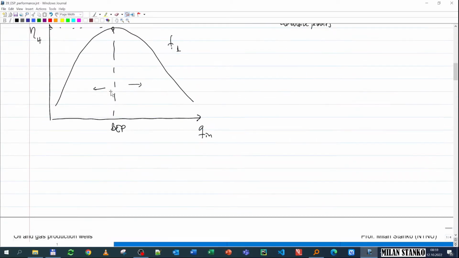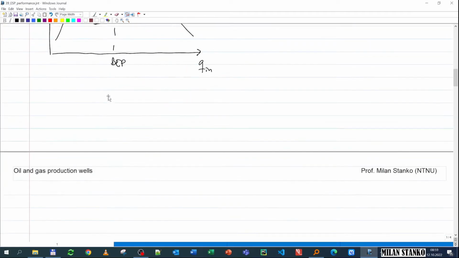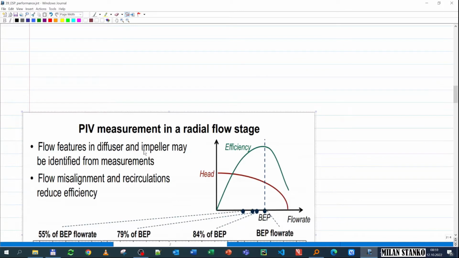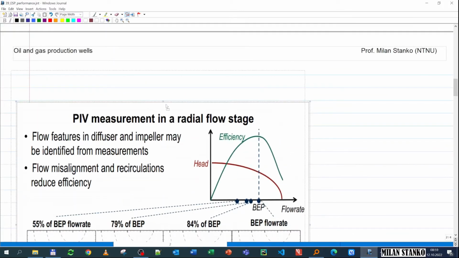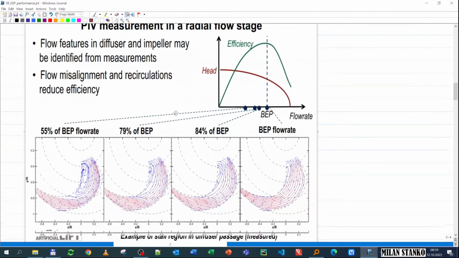A way that we could visualize that is this slide from a presentation where they did measurements of the flow in the passages of a pump. Here these are not the impeller but the diffuser, but essentially in the impeller you have a similar situation. You see here that we are operating at the best efficiency point, and at that point the velocity of the flow approaching the vane is aligned with the passage.